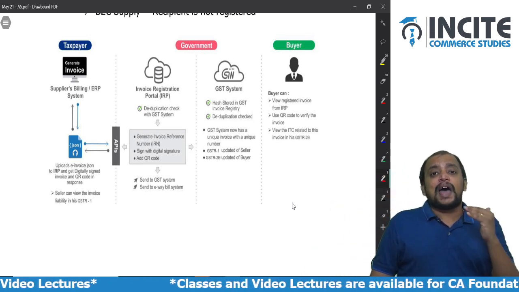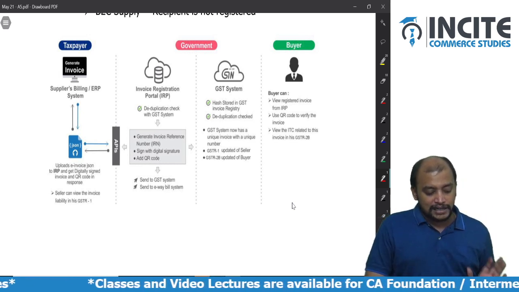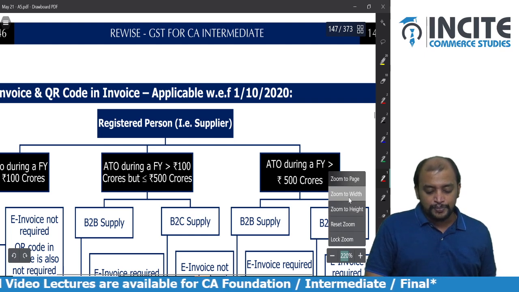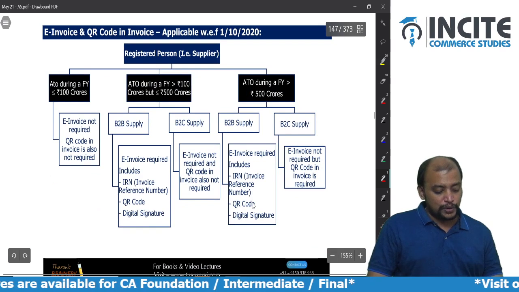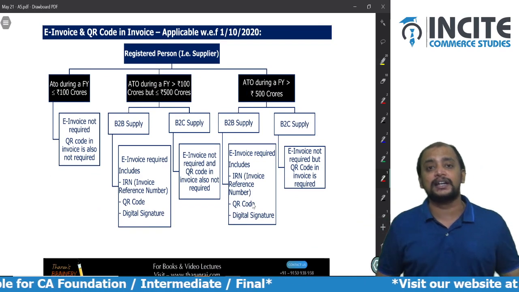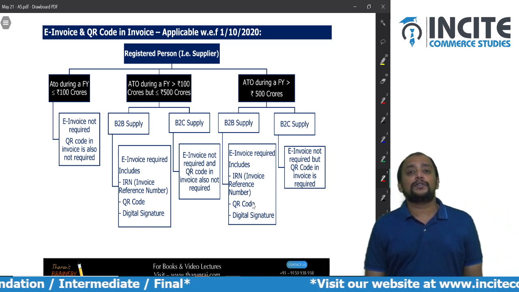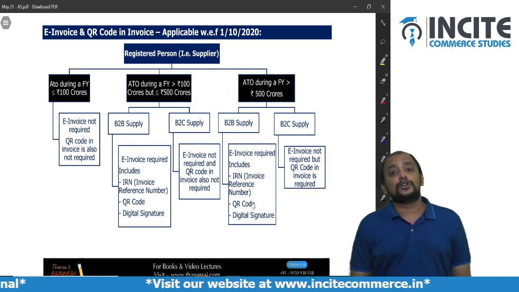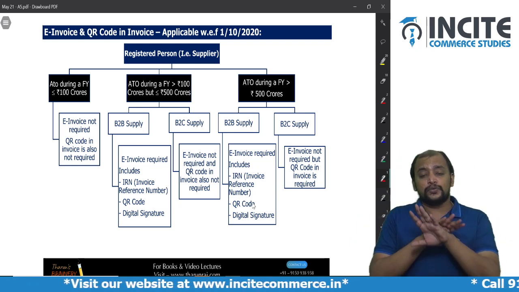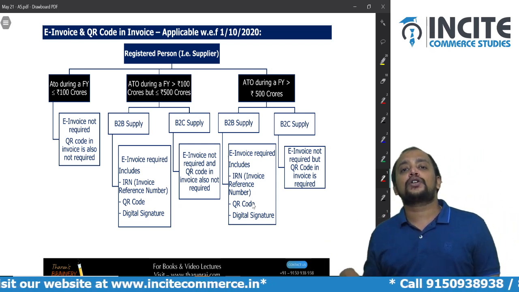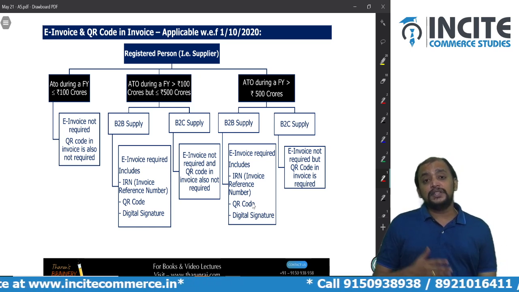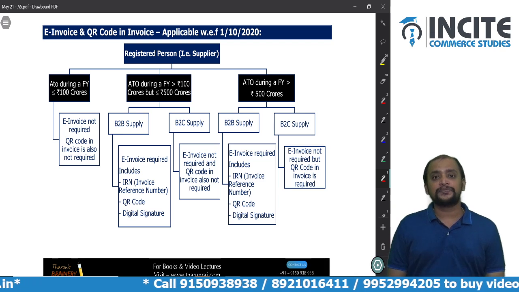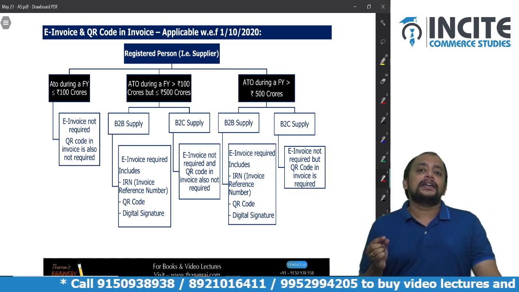Now, who is mandatorily required to do this? Who is mandatorily required to do e-invoicing? If the aggregate turnover during any preceding year, the word is preceding year, not the current year we are in. So see, any preceding year, if the aggregate turnover does not exceed 100 crores, e-invoice is not required. And even the QR code on the invoice is not required. Then if the aggregate turnover during any financial year exceeds 100 crores but does not exceed 500 crores, if it is B2B supply, then e-invoicing is required.